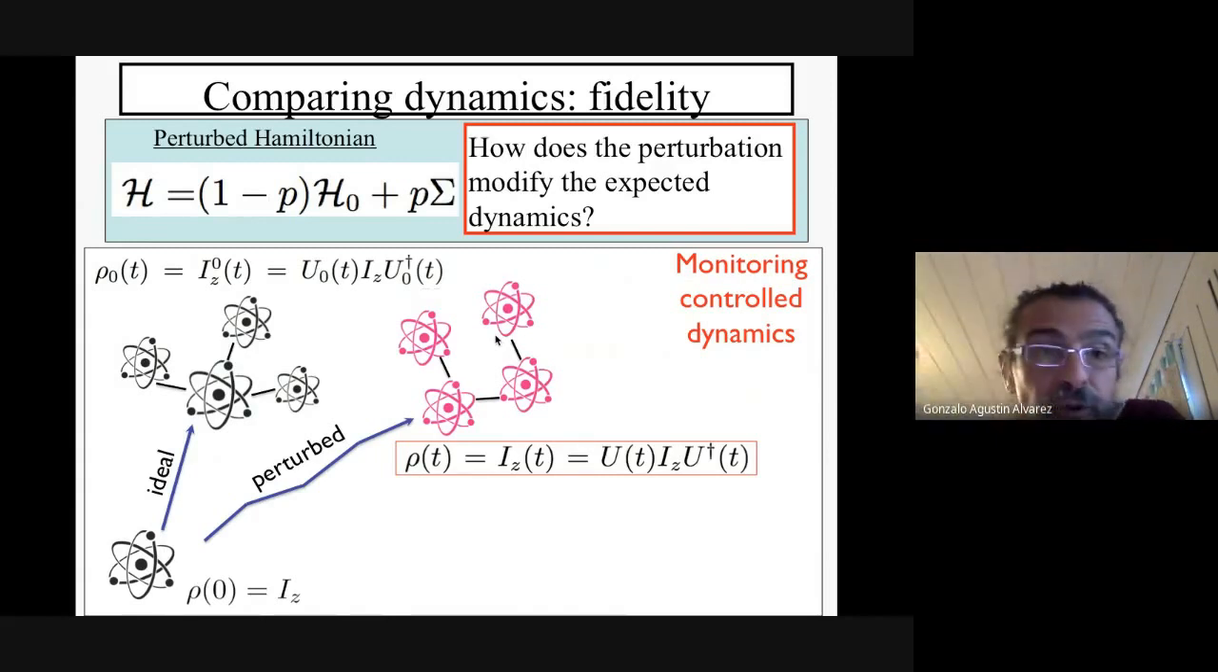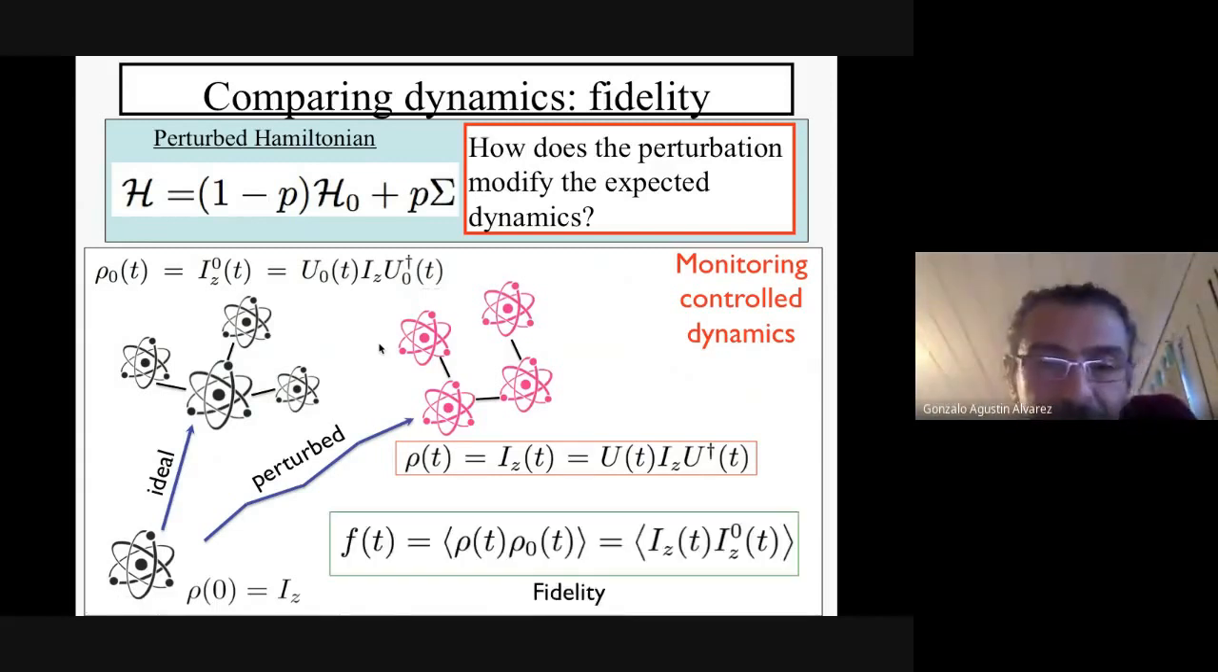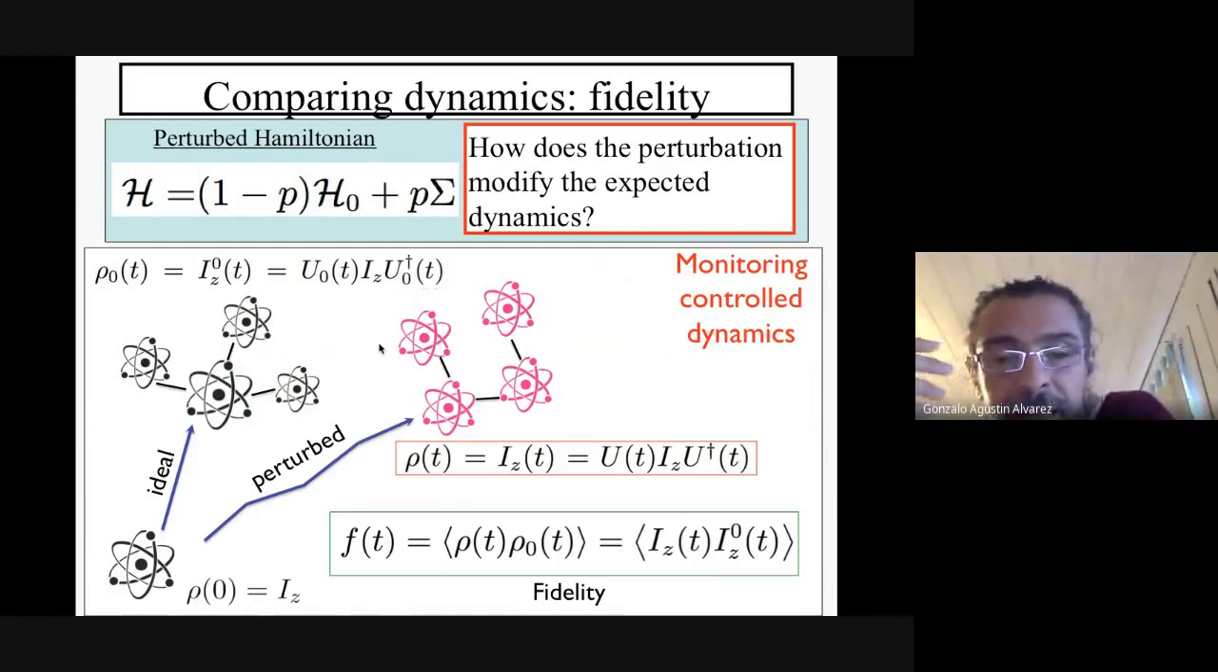And if I want to use this information, I have to be able to do it in a controlled way. So what I want to do now is to see how well I control the information. I want to compare these two dynamics evolution and see how different they are. And for that, I will show you how we can introduce some kind of fidelity that we will compare with some kind of inner product operation.